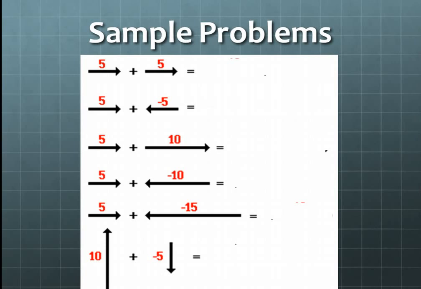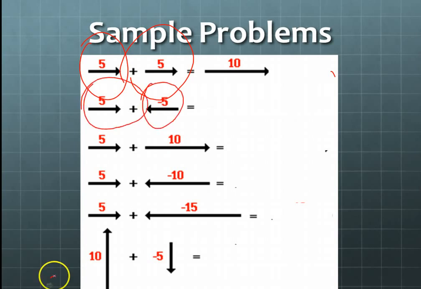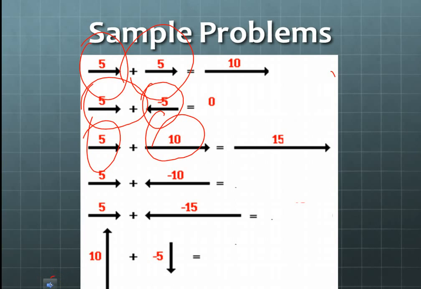Okay, so here we have 5 and 5 and they're in the same direction. So that's 10 and to the right, right? So then here we have 5 and 5, but they're in opposite directions. So they are going to cancel each other out, so it'll just be 0. So we have 5 and 10, and they're in the same directions, right? So if we just add them together, that's 15.